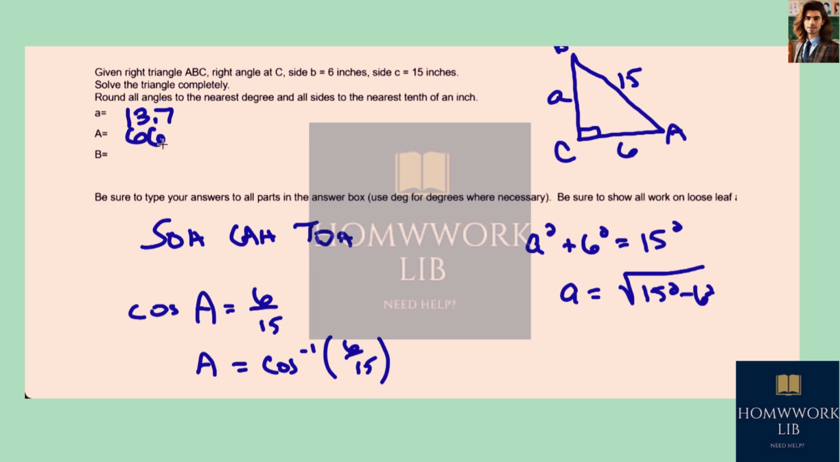For angle B, we could just subtract the other two angles from 180, or angles A and B have to be complementary. They have to add to 90 if we're in a right triangle. And so that would be 90 minus 66, which is 24.